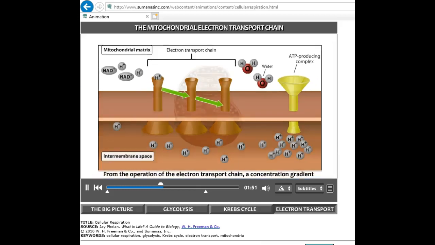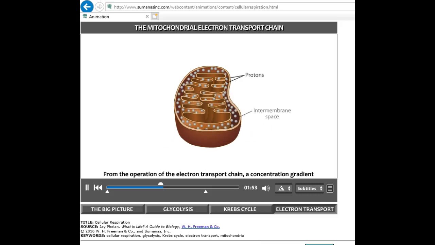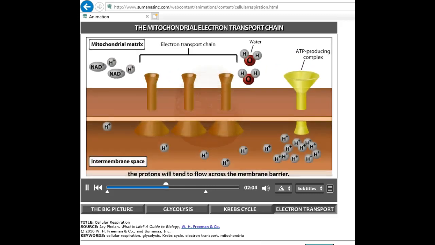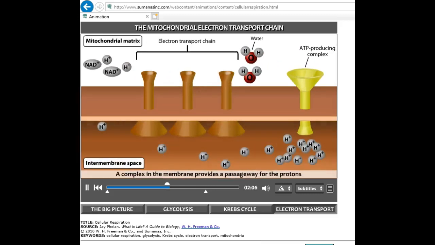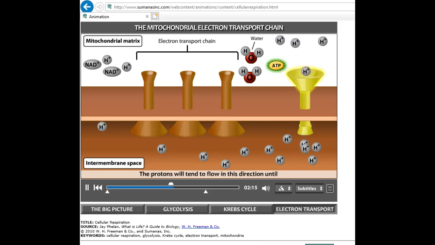From the operation of the electron transport chain, a concentration gradient of protons forms across the membrane. Like water held behind a dam, given the opportunity, the protons will tend to flow across the membrane barrier. A complex in the membrane provides a passageway for the protons and uses the energy from the proton flow to power the production of ATP. The protons will tend to flow in this direction until the concentrations are the same on both sides of the membrane, that is, until the gradient disappears.